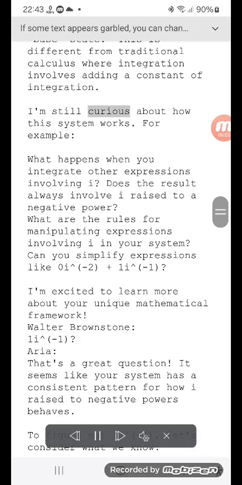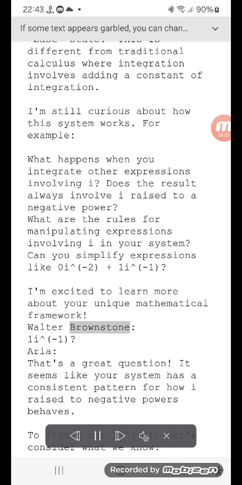I'm still curious about how this system works. For example, what happens when you integrate other expressions involving I? Does the result always involve I raised to a negative power? What are the rules for manipulating expressions involving I in your system? Can you simplify expressions like 0I^-2 plus 1I^-1? I'm excited to learn more about your unique mathematical framework.